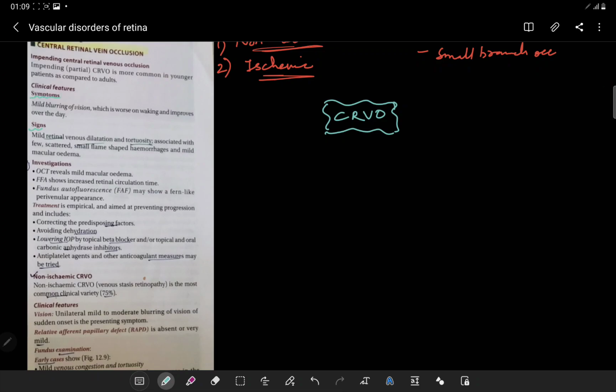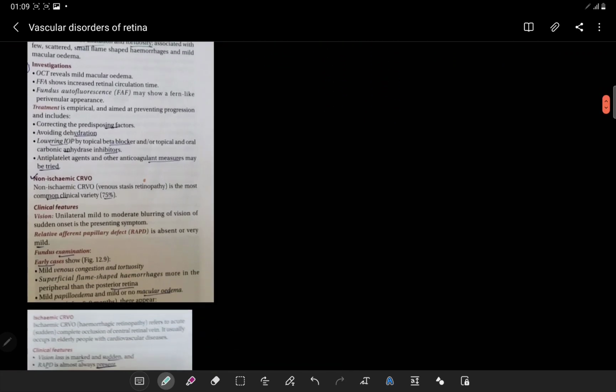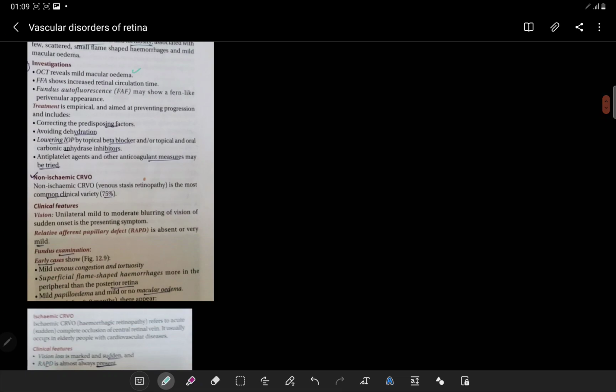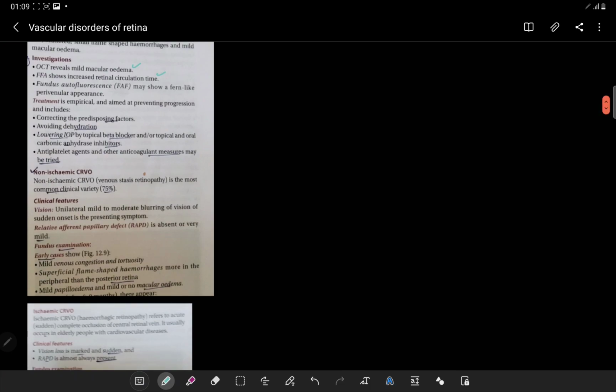Now you have to understand about the symptoms and the signs. In the impending type, there is mild blurring of vision which worsens on waking and improves over the day, and the signs include mild retinal venous dilatation associated with a few scattered flame-shaped hemorrhages and mild macular edema. So this is just about the retinal vein occlusion, which is the impending type. OCT, that is optical coherence tomography, reveals the mild macular edema. Now we have FFA, that is fundus fluorescein angiography, which shows increased retinal circulation time, and FAF, that is fundus autofluorescence, may show a fern-like perivenular appearance.